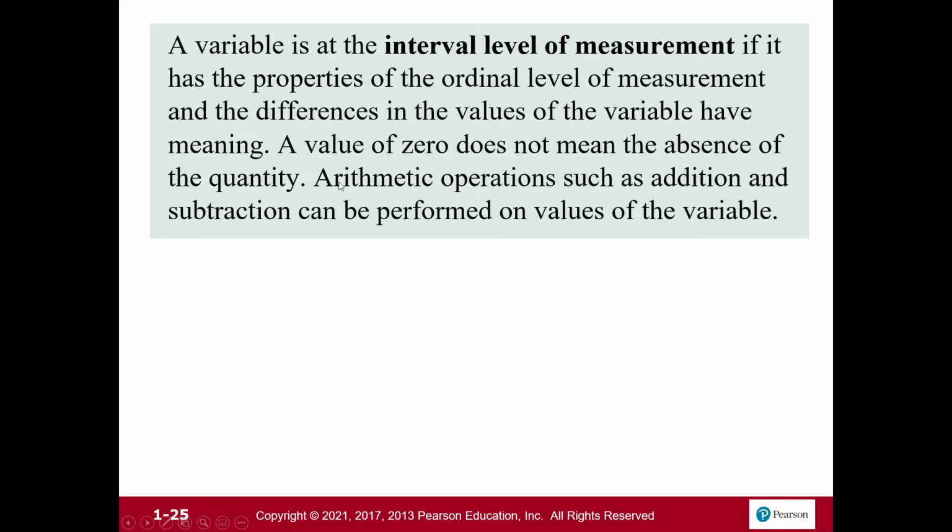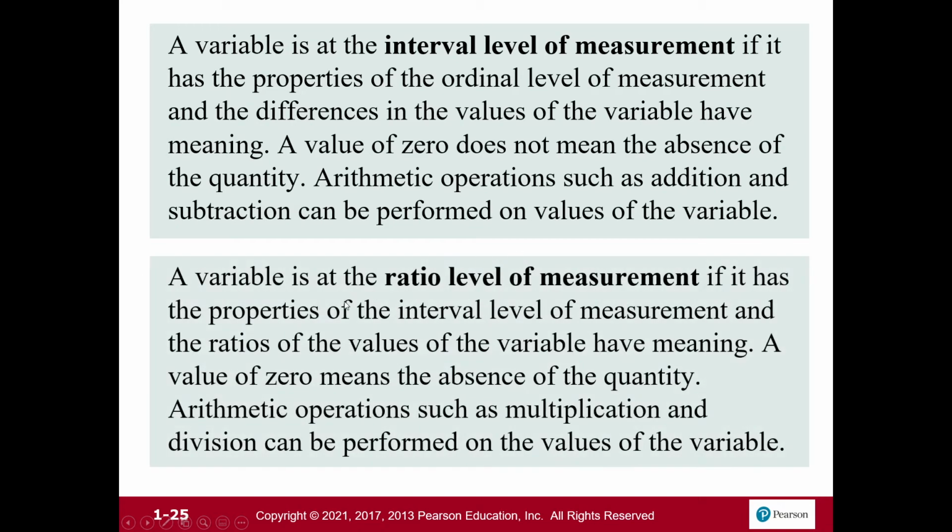And then also one thing you should note about the interval levels, that arithmetic operations such as addition and subtraction can be performed on values of the variable. And then we have a variable is at the ratio level of measurement if it has the properties of the interval level and the ratios of the values of the variable have meaning. A value of 0 means the absence of the quantity. Arithmetic operations such as multiplication and division can be performed on values of the variable.